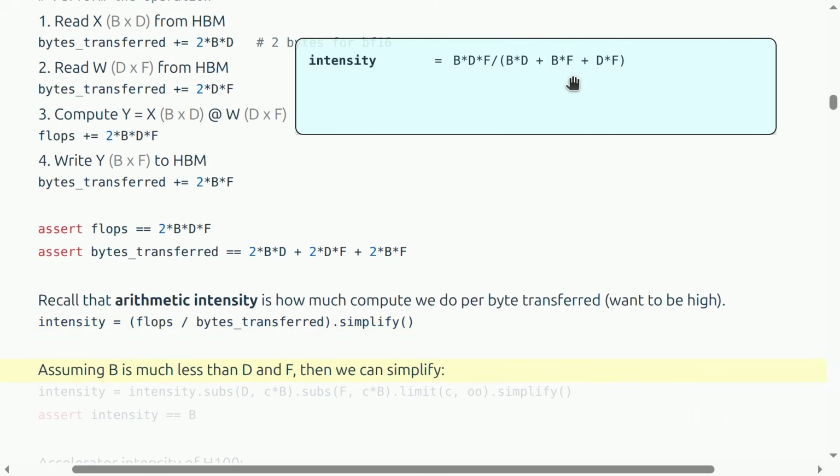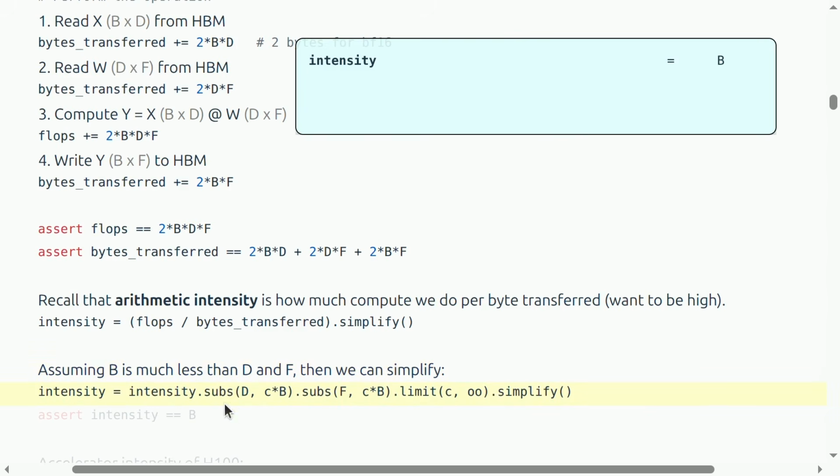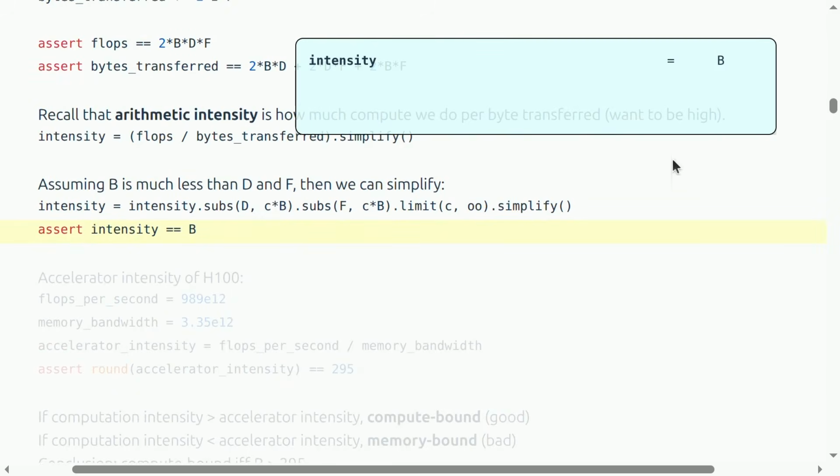One simplification we can make is to suppose that the batch dimension B is much less than D and F. In particular, this says D equals C times B and F equals C times B, and let C go to infinity. So both D and F are really large and B is smaller, and this just reduces to the intensity of B.